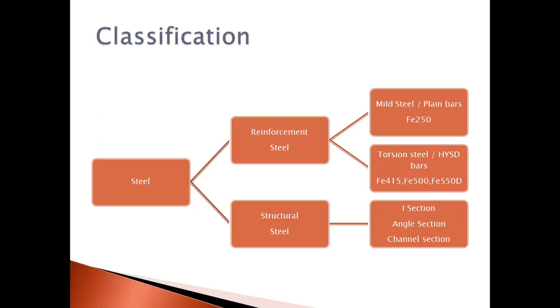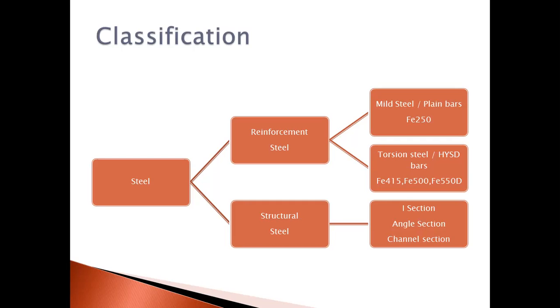So next we will see the classification. Steel is basically classified into two. The first one is known as reinforcement steel, and the other one is known as structural steel. The steel which we use in RCC for columns, beams and slabs is known as reinforcement steel. Technically, these are called reinforcement bars, or rebars.